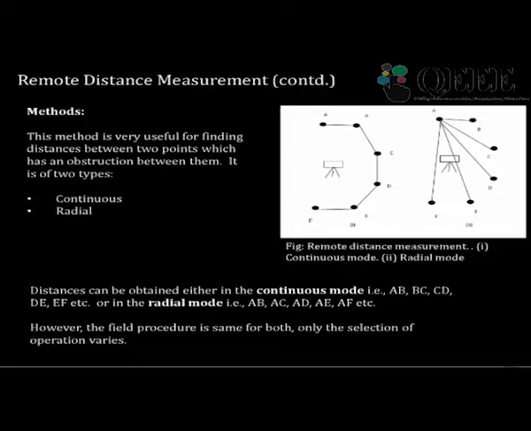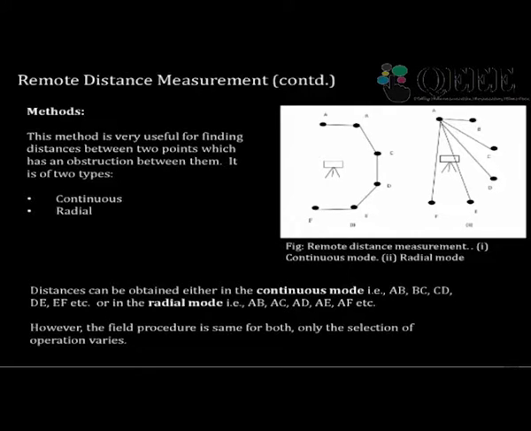The next one is radial mode. Let us say this is your instrument station and you have different station points A, B, C, D and E. In the radial mode option you can easily find the distances AB, AC, AD, AE, AF, like this.